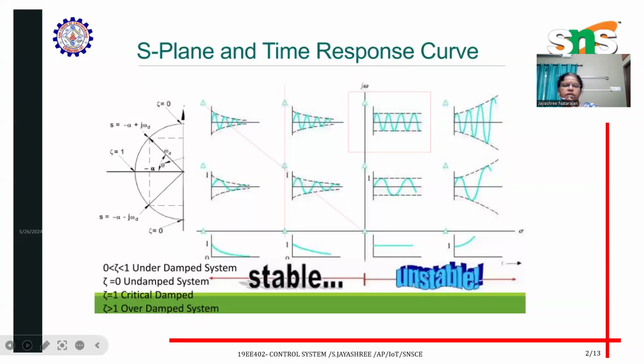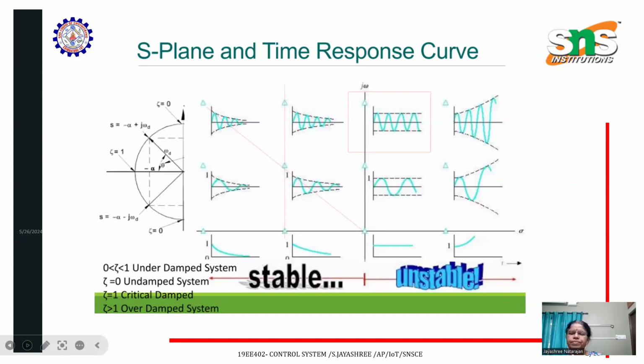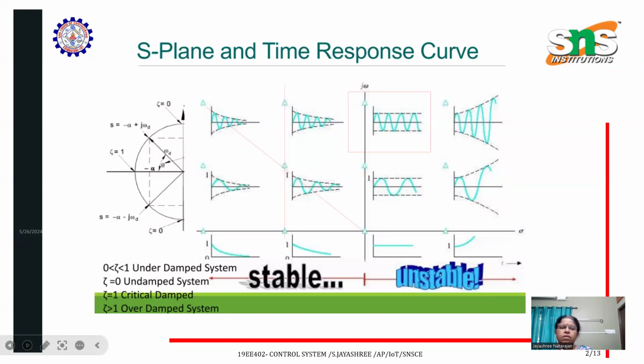So we continue with the previous lecture on stable system, unstable system, and marginally stable system. Here this picture shows the S-plane representation and the time response characteristics for various values of zeta, from zeta equals 0 to 1. Zeta is the damping ratio.